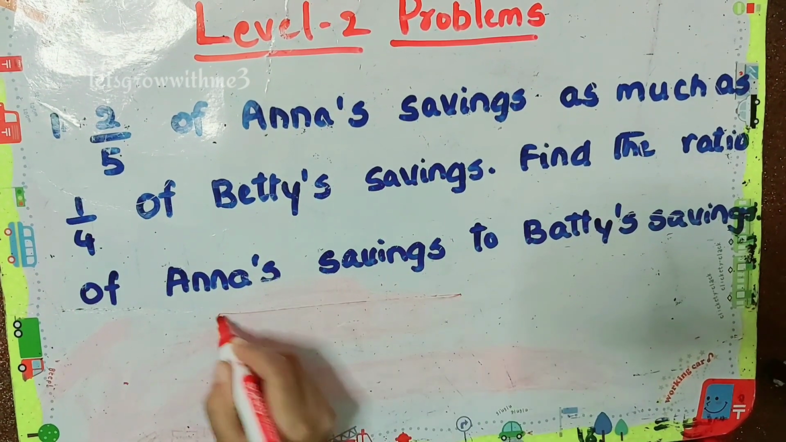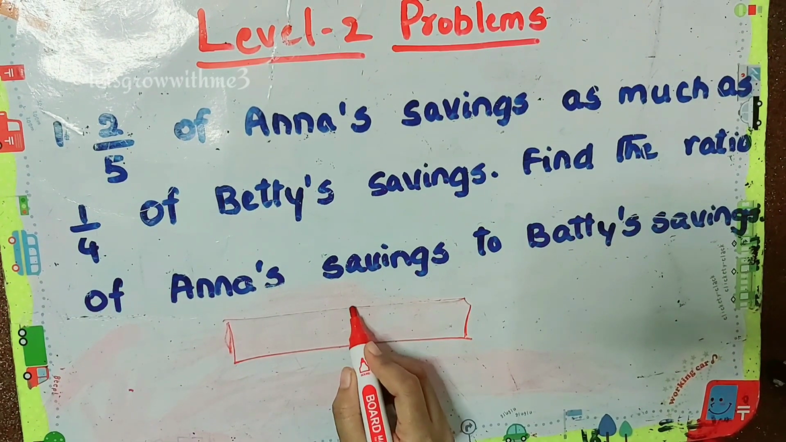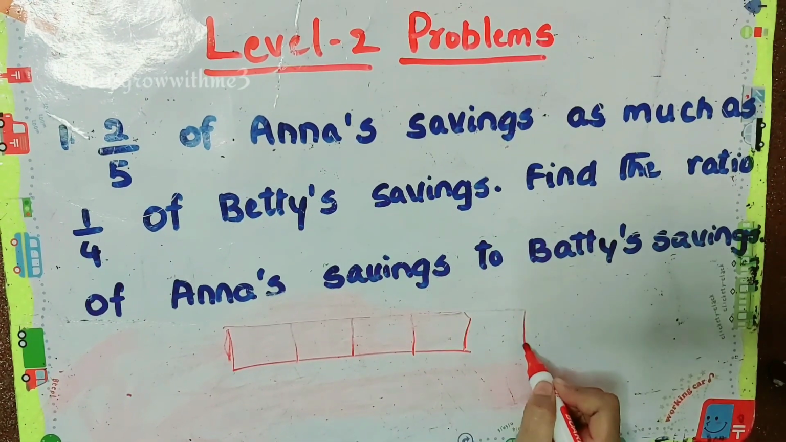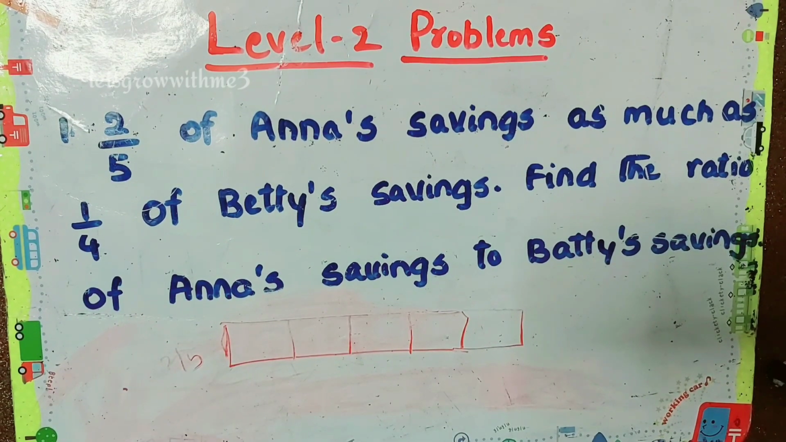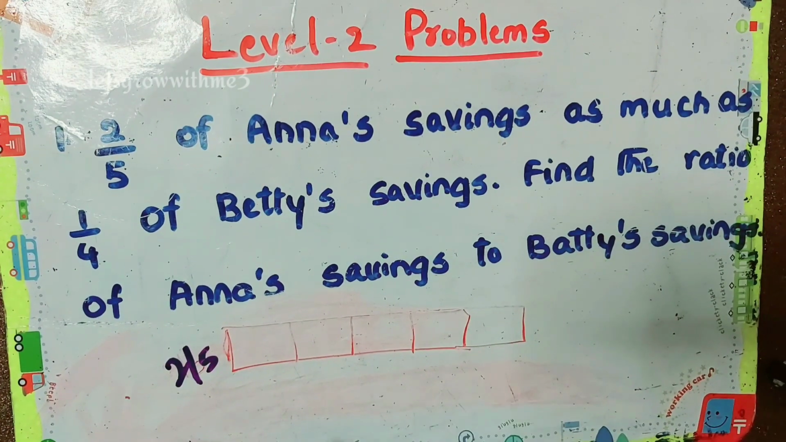Okay, so Anna's savings is 2/5. Let's draw the model. So here we have 5 units. The 2 units is her savings. So this is the same as 1/4 of Betty's savings. These 2 units of Anna's is equal to 1 part of Betty's savings. Okay. So 2 units is equal to 1 part of Betty's savings.